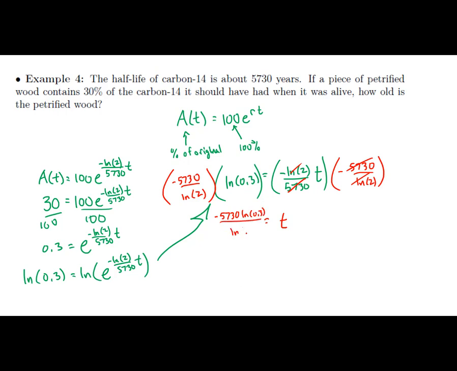And if at first things seem a little funny because you have this negative here, the thing to remember is the natural log of a number that's smaller than 1 is going to be negative also. So the two negatives will multiply to make a positive, and so we will get a positive time just like we know we should. So putting that in our calculator, we get something like 9,953 years, something like that.